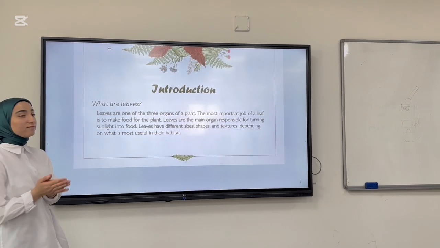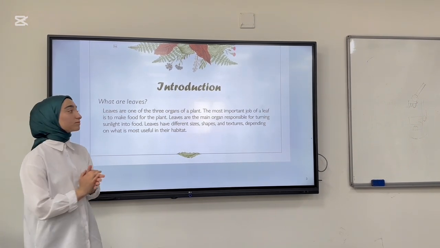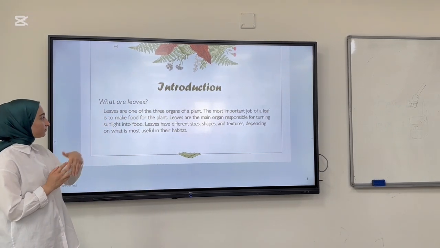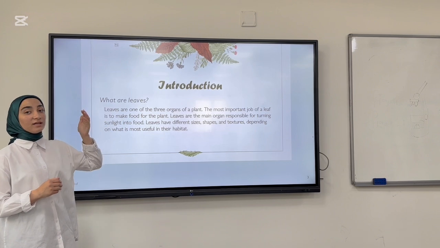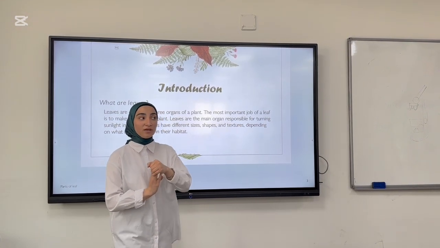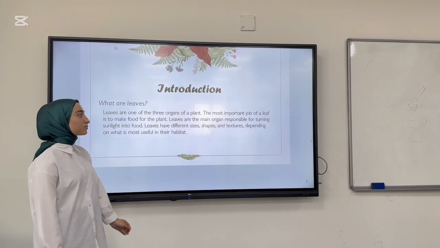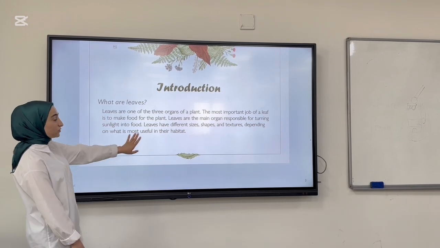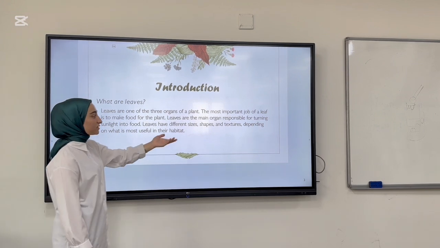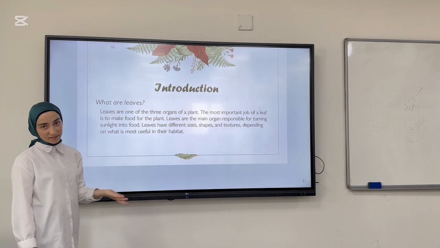What are leaves? Leaves are one of the three organs of the plant, and the most important job of a leaf is to make food for the plant. The leaf, through the process of photosynthesis, can make its food. So leaves are the main organ responsible for turning sunlight into food. Leaves have different sizes, shapes and textures depending on what is most useful in their habitat.